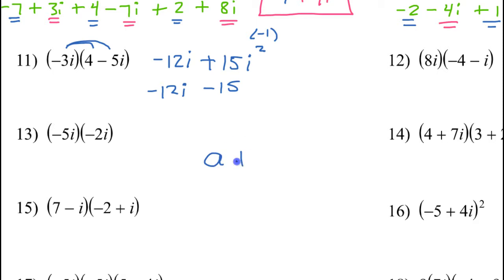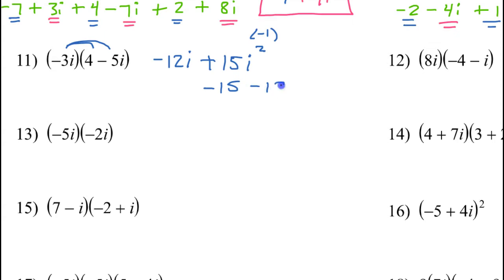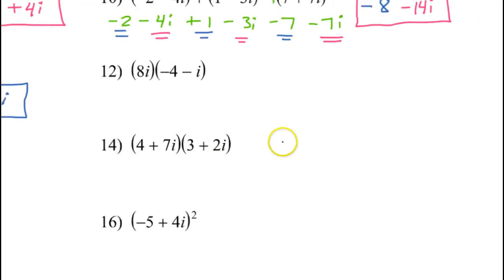Standard form for a complex number, though, is a plus bi. So you really want the imaginary part to be written second. So what I'm going to do is take this minus 12i and move it over to the other side. I'm reversing the order. So I'll have negative 15 minus 12i. Okay, so just put the i term second. So that will be the answer to number 11.